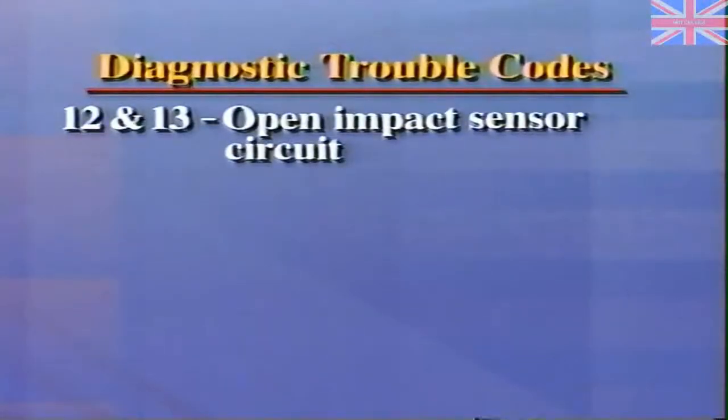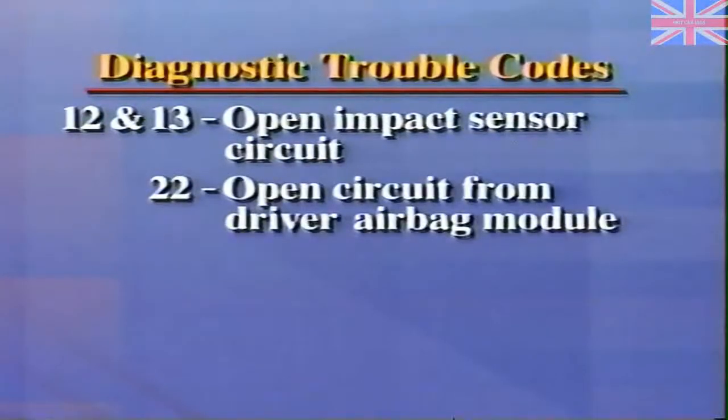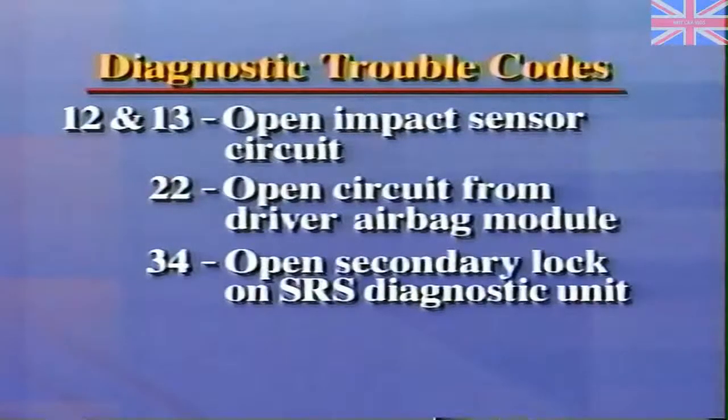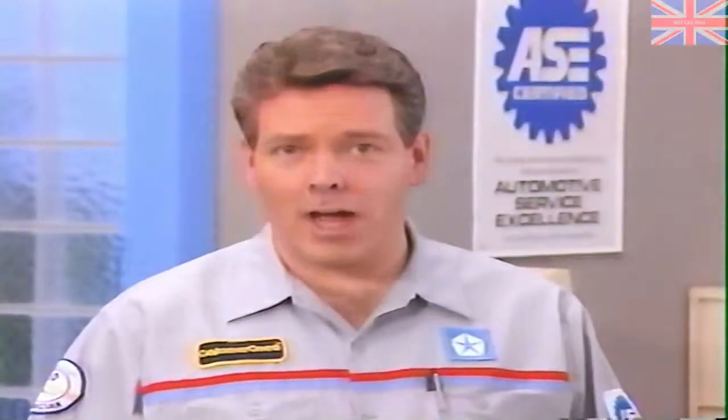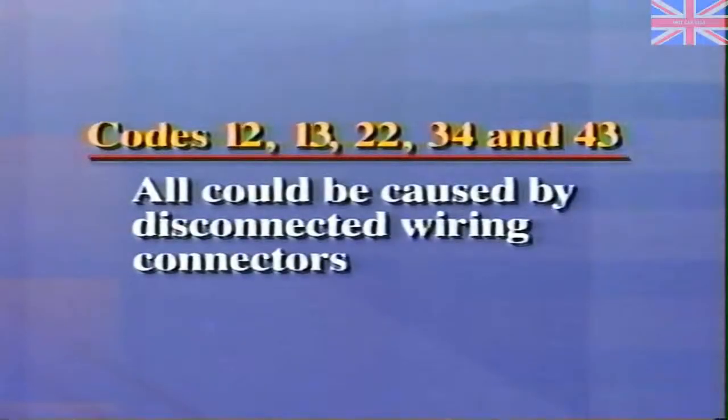These include codes 12 and 13, an open impact sensor circuit, code 22, an open circuit from the driver's airbag module, code 34, an open secondary lock on the SRS diagnostic unit, or code 43, open SRS warning light circuits. What do these codes have in common? They all could be caused by disconnected wiring connectors.